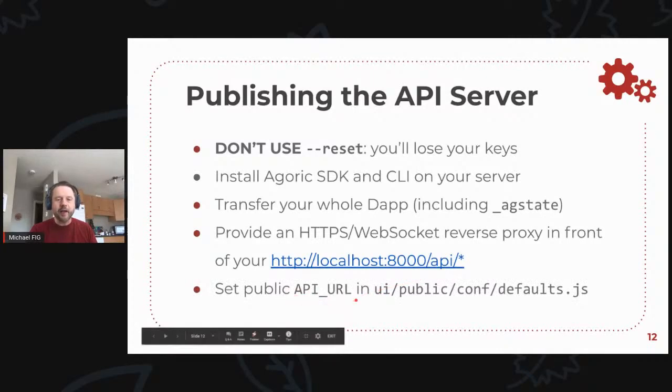Also, you want to set the API URL in your UI directory before you publish it to the internet. That way, rather than using localhost 8000 directly, which won't work on your user's machine who runs your UI, you change the API URL to your public HTTPS URL. That way the UI can be used by anybody else who downloads your dApp, but will reference the on-chain or public instance of your API server.